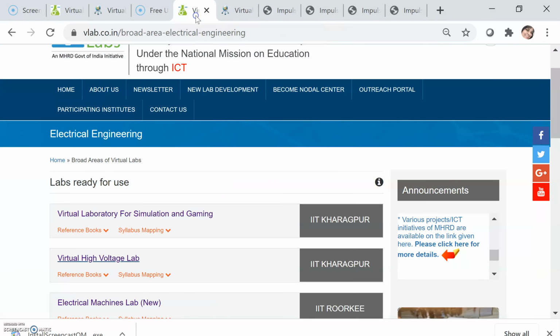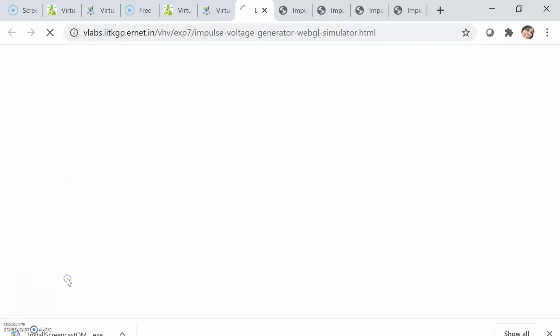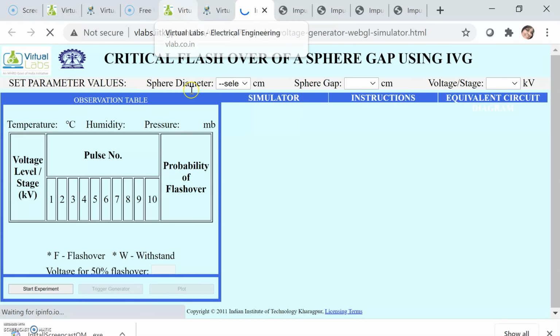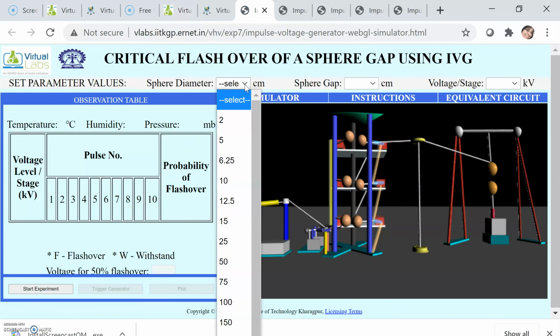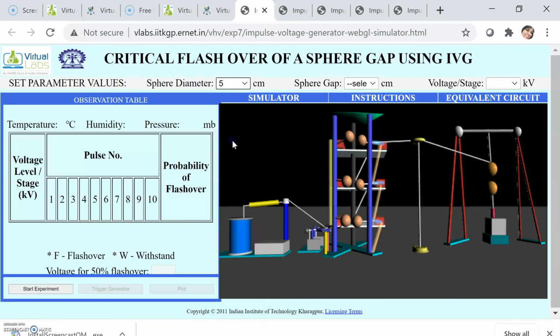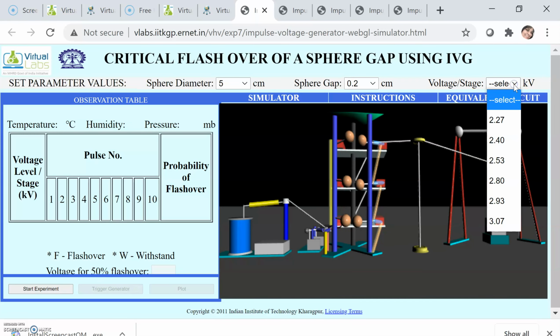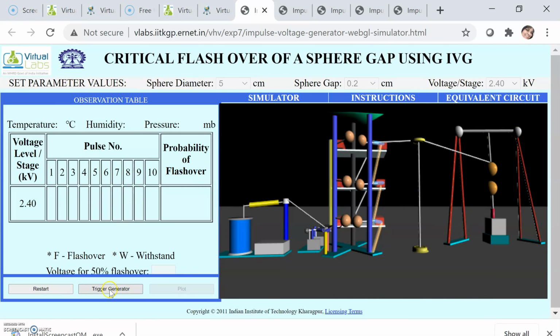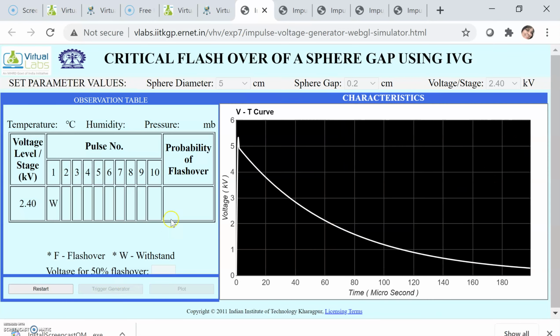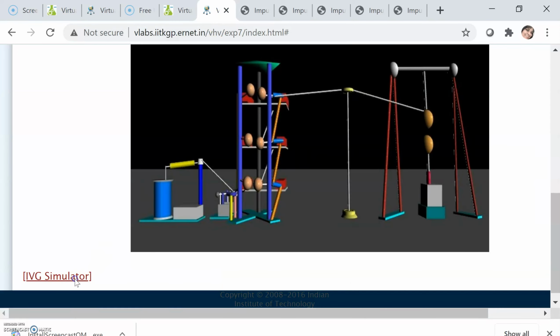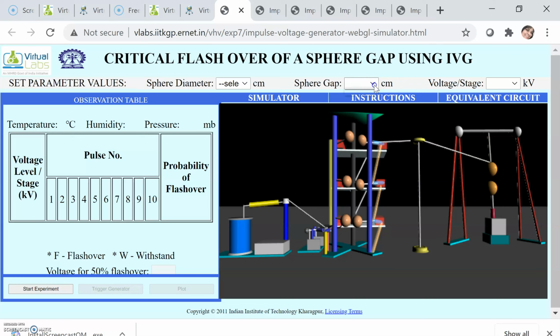Again go to the virtual lab and click the simulator. Now keep the gap distance the same but the diameter higher. So the gap distance is the same, 0.2 only, and now select the voltage. I will select 2.4, because I know it will not break down at first. Breakdown has not occurred, but earlier our voltage was 2.8. Let us see whether we get less or higher.